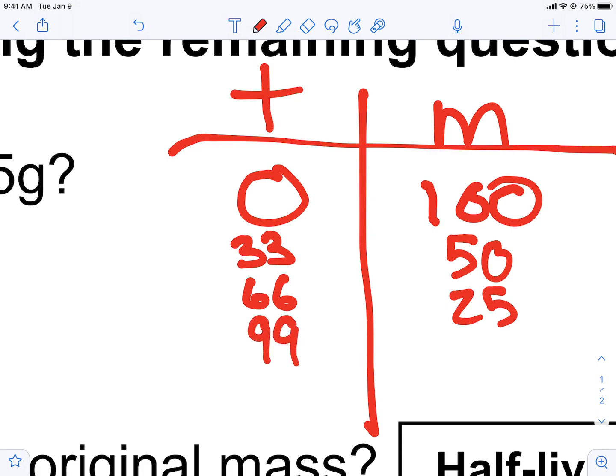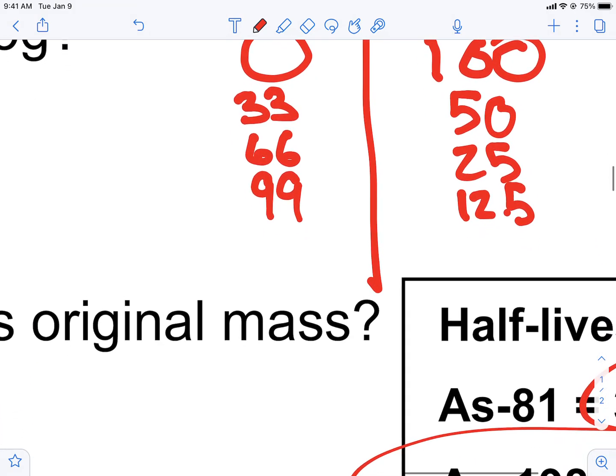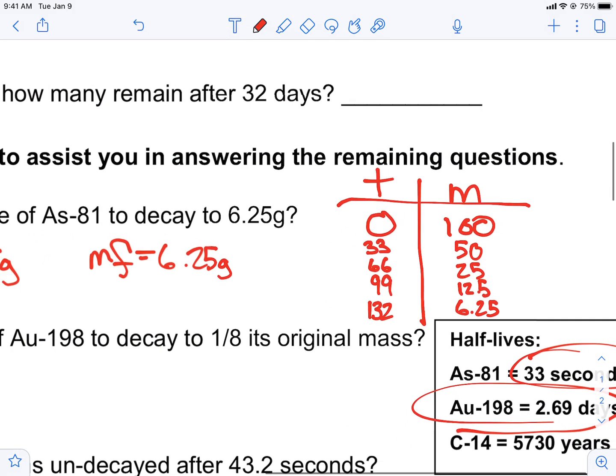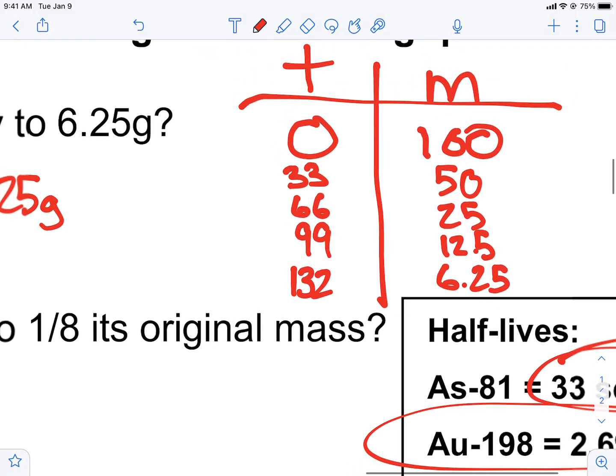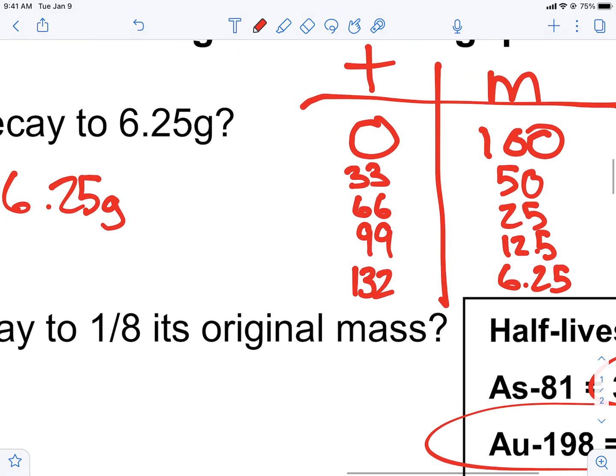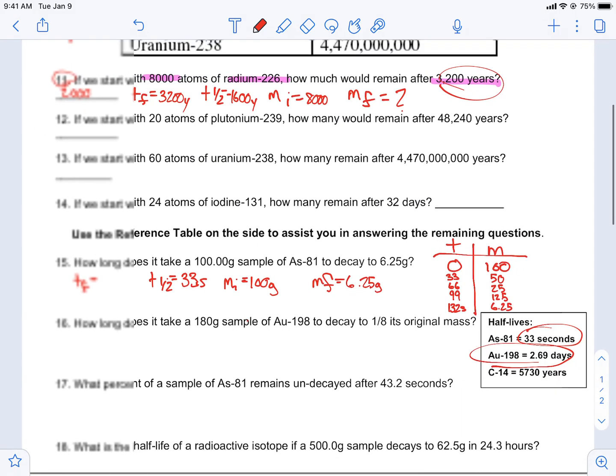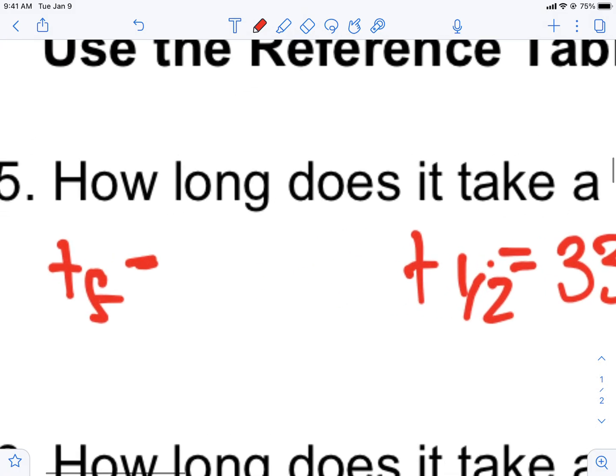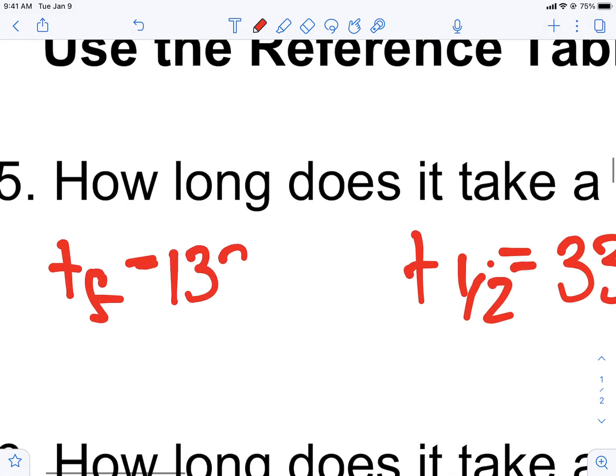99 seconds, and that would be 12.5. And then another 33 seconds pass, which would be 132 seconds, and that would be 6.25. So we were trying to get down to 6.25, so we have solved our problem. So it takes a grand total of 132 seconds to get down to 6.25 grams.